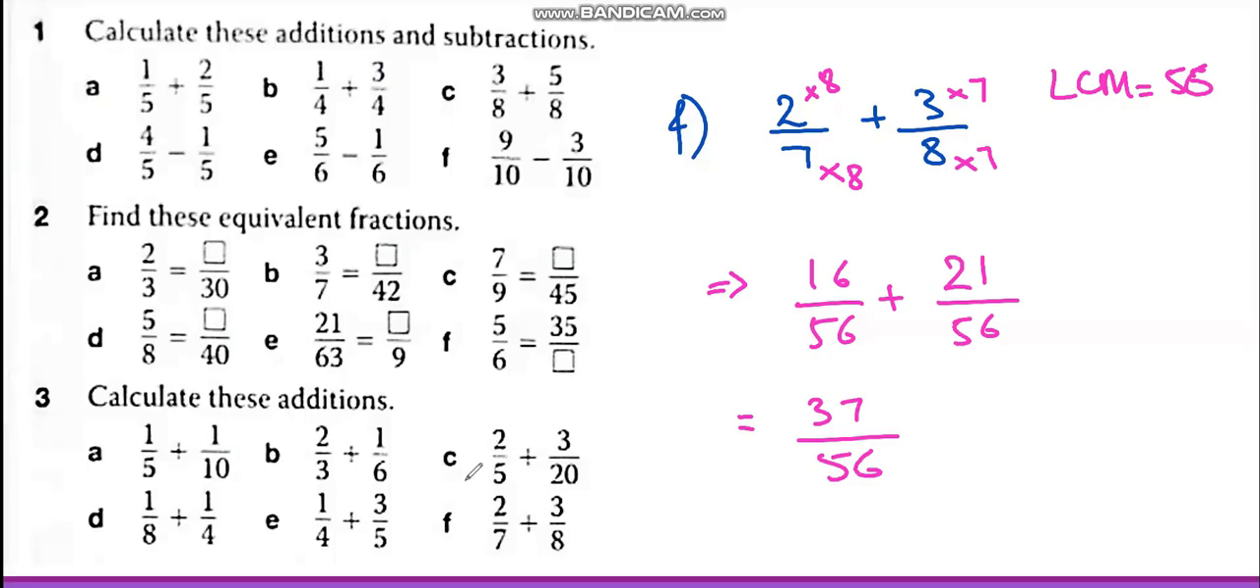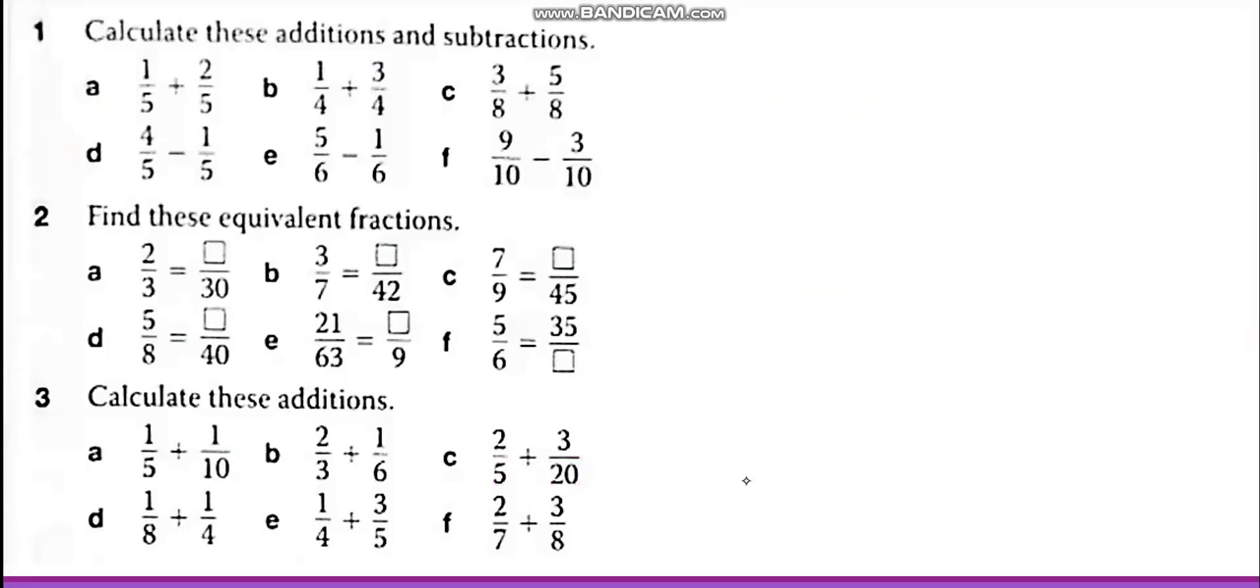So this is how we do the fractions where the denominators are not the same. It means this is how we deal with unlike fractions. Now let's proceed to the next question.